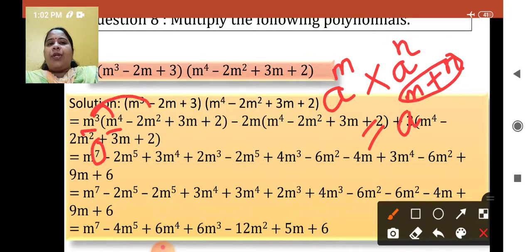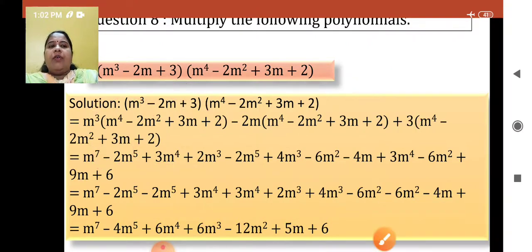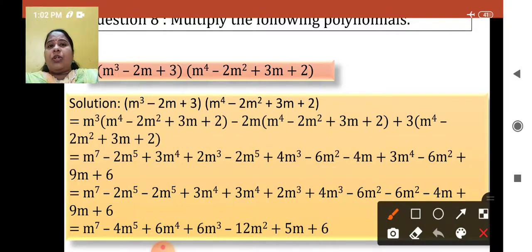Now m cube is to be multiplied with minus 2m square. Here also 3 and 2 will get added and become 5. It will not become 3 2s are 6. So it is minus 2m raised to 5. Now m cube and 3m will become 3m raised to 4. M cube and 2 will become 2m cube. I hope all these steps are clear, how we are opening the bracket and multiplying. Exactly the same way we are going to open the bracket for the next two terms also.